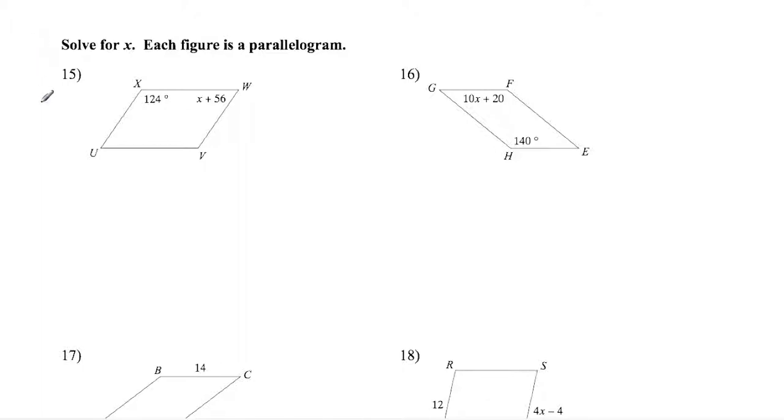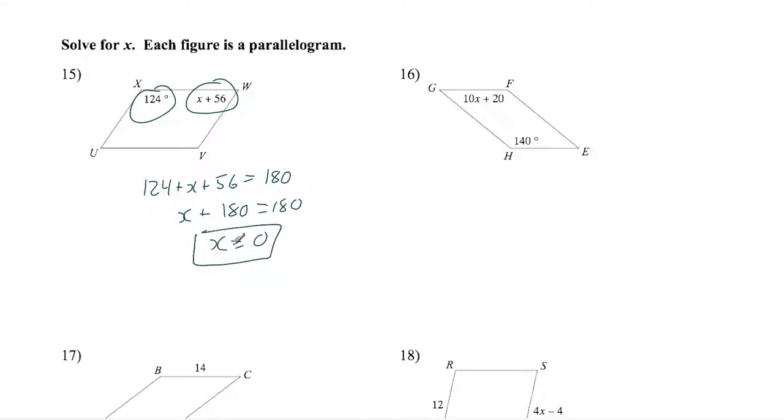All right, and then we have some more parallelogram problems. Remember, with parallel lines, consecutive angles are supplementary. So the same is true with these. These are actually consecutive angles. So if I do 124 plus x plus 56 is equal to 180, I can solve for x. So 124 plus 56, if I add those together, I'm actually going to get 180. So when I subtract 180 from both sides, I get that x is equal to 0, and that's fine.